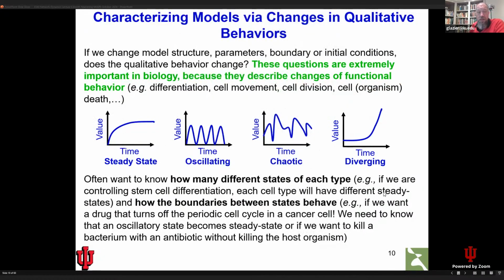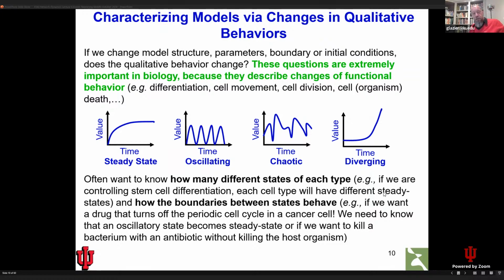The next thing that we can ask, and you're a physicist really, so phase diagrams are familiar to you, is how do those behaviors change when you change parameters? We increase the value of a particular parameter. We go from a steady state to an oscillating state, bifurcation. We increase the value of a parameter. We go from an oscillating state to a chaotic state. Another bifurcation. We move a parameter and we change from one steady state to another. That's also possible.